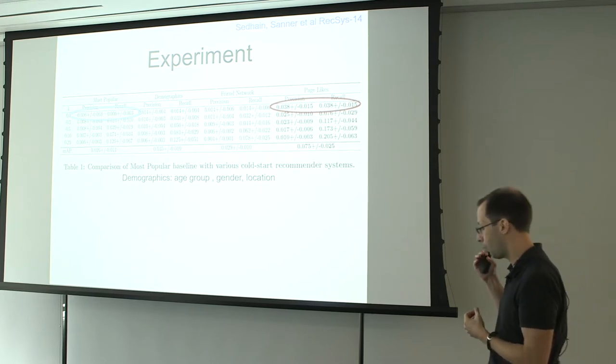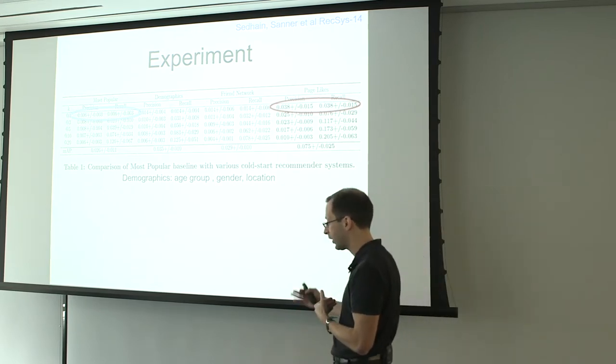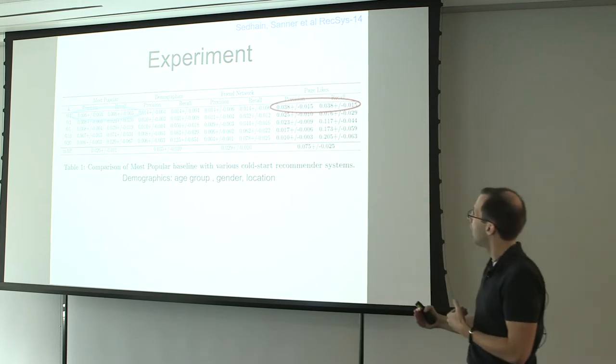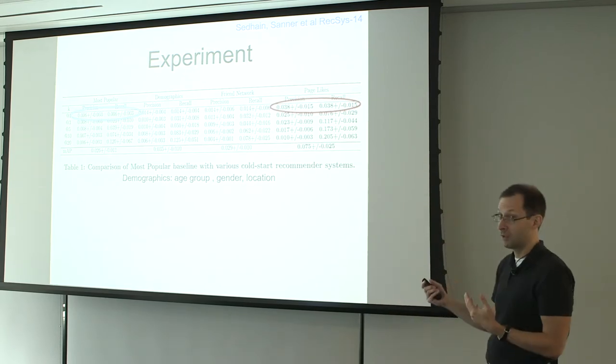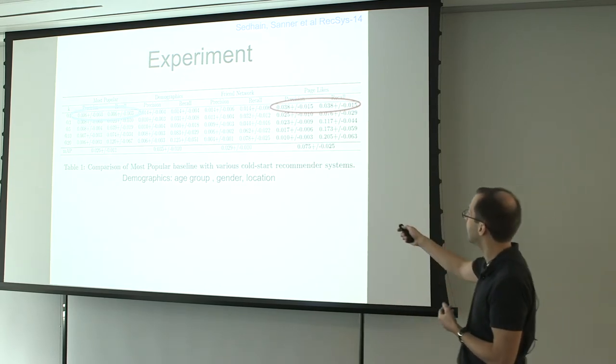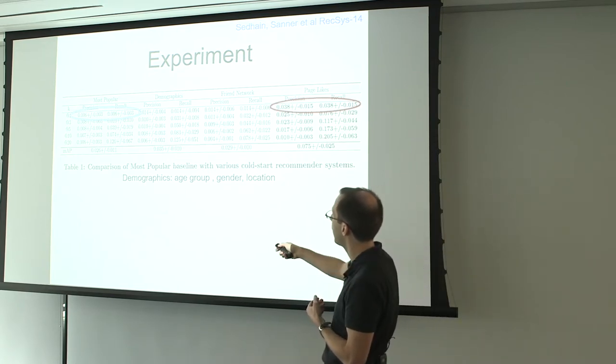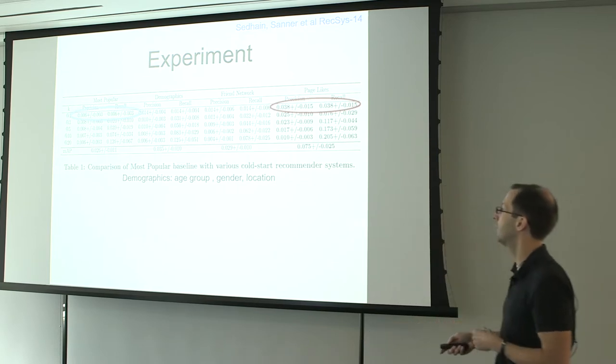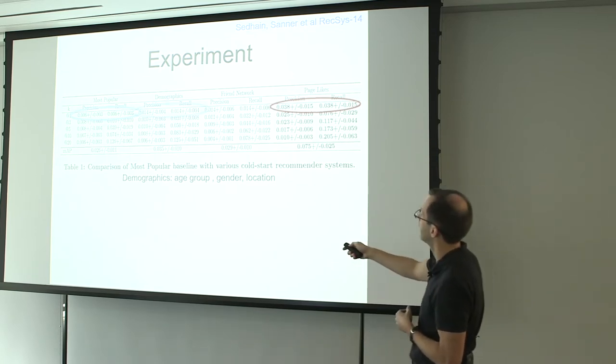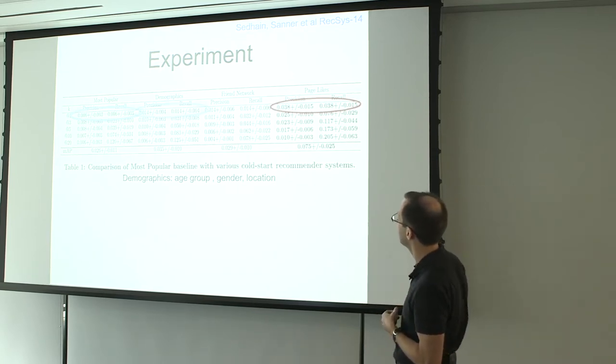How likely was the user to actually purchase the first item we recommended? I mean, the numbers are quite low because people don't purchase a whole lot. But you do get 6 times the purchase rate over just the most popular, user-independent approach. And even if you look at demographics or the friend network, you still do 3 times as well.